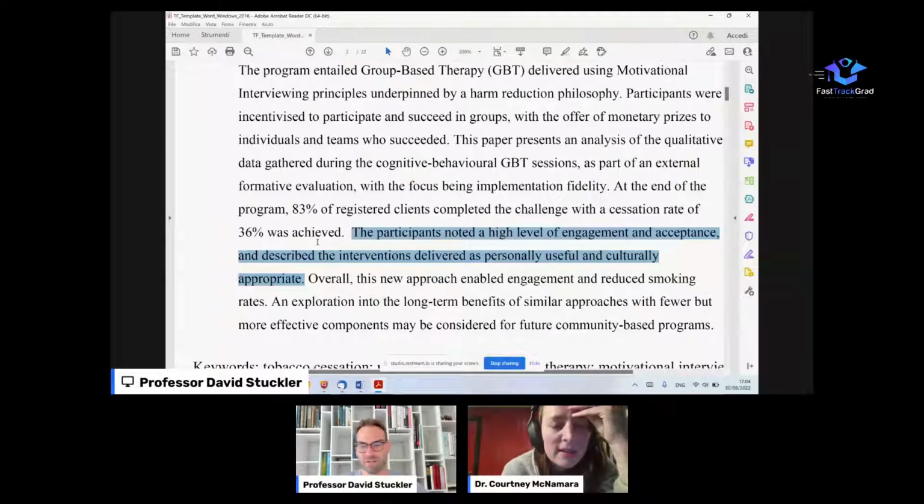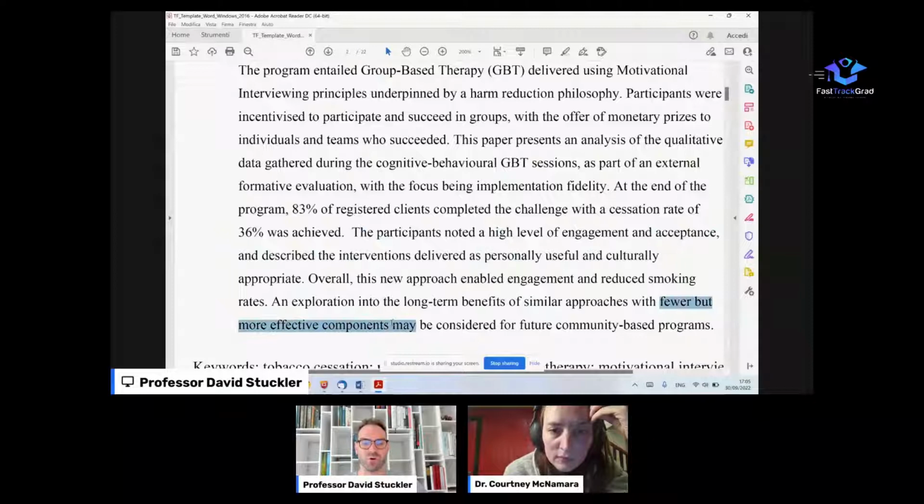No, I just wanted to engage a bit more critically. I would question this very rosy picture that there was a high level of engagement and acceptance, but then you're like, well, how does that match up with the 36%? And is there room for improvement? And yeah, it has this hint towards fewer but more effective components.